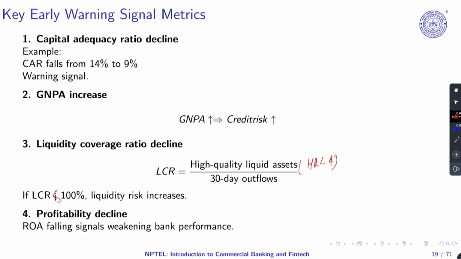Second is the return on asset. Return on asset is again a net income based variable, and if the ROA, return on asset, is declining, then we can see that it is having an impact on the overall performance of the bank. So all these indicators are important and we try to capture them.